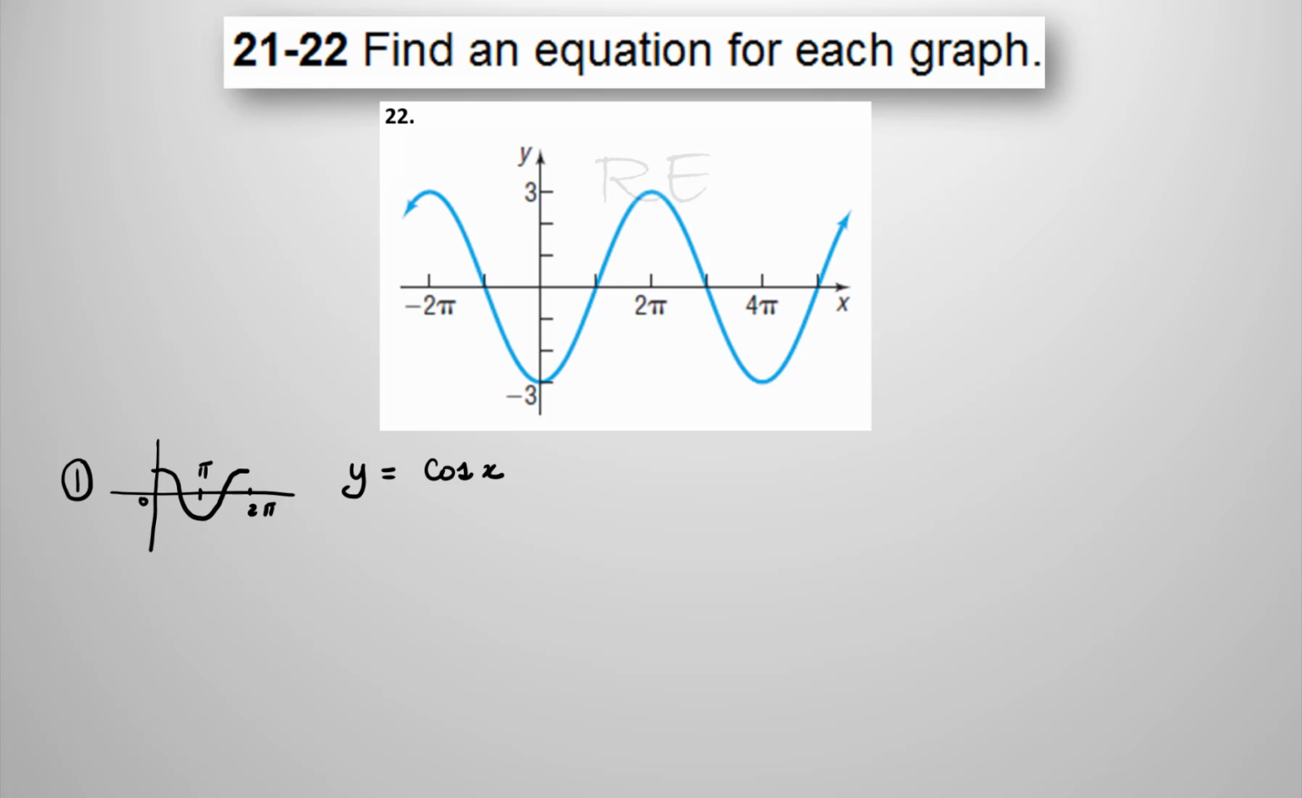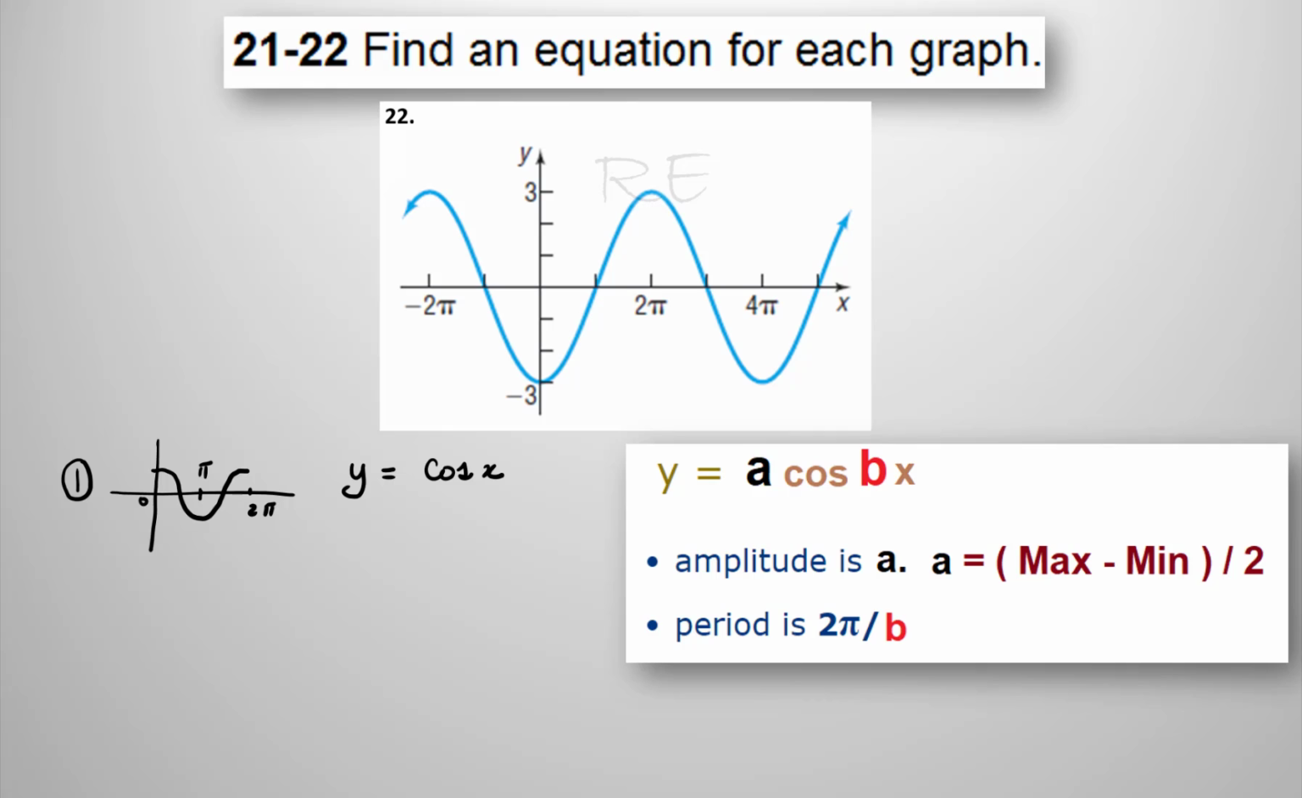Now, for a function of the form y is equal to a times cosine b times x, we're going to look for the amplitude. The highest point here is 3, and the lowest point is negative 3. So the amplitude is equal to 3 minus negative 3 over 2. So it's going to be 3.